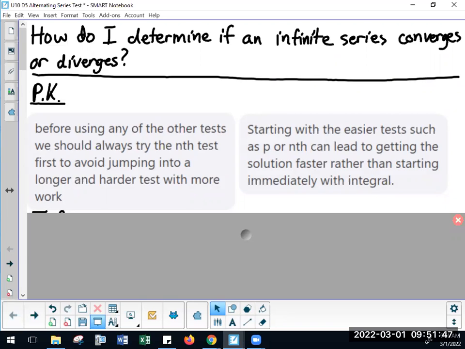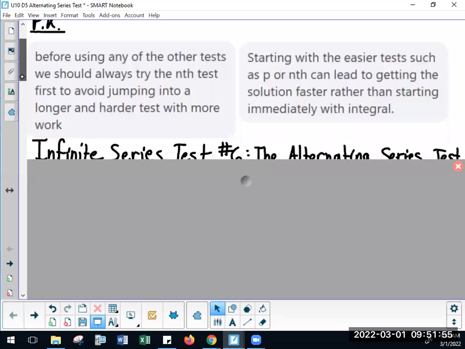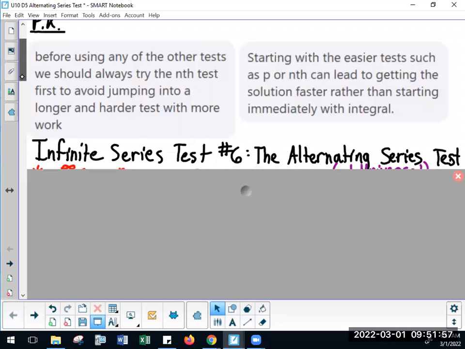So we have looked at 5 infinite series tests so far. I think you would agree. We've done 5 of them. We're going to learn about a 6th today, as well as do some additional practice. This is the 6th one. This is the alternating series test.